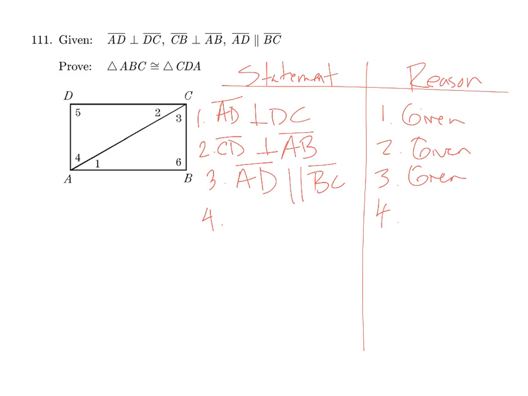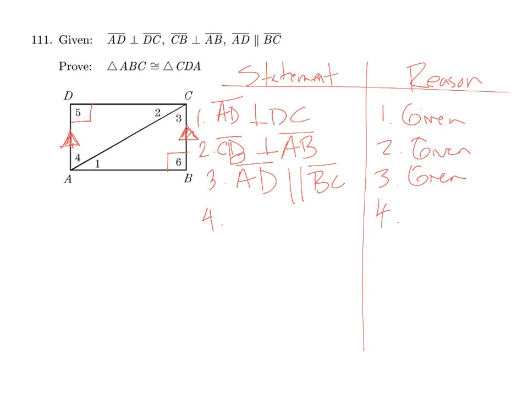Okay, and let's see what I have here. AD is perpendicular to DC. Okay, that's a right angle. CB is perpendicular to AB. Okay, CB. Got that. AD is parallel to BC. I'm trying to prove that the triangles are congruent.